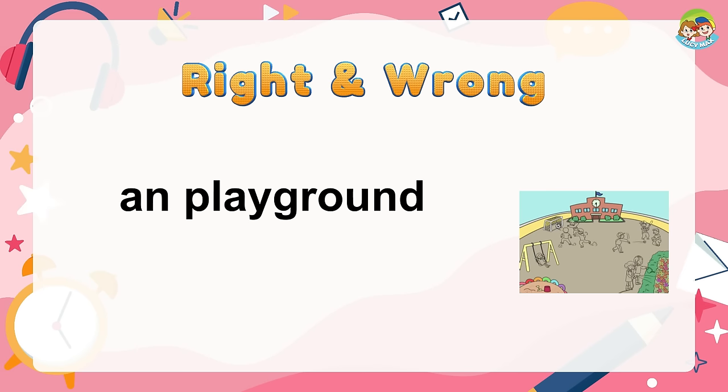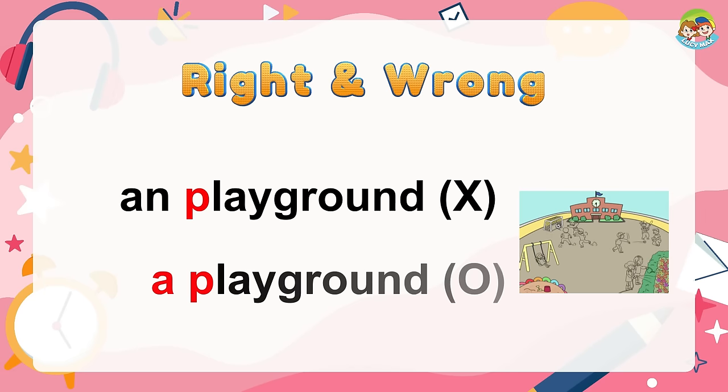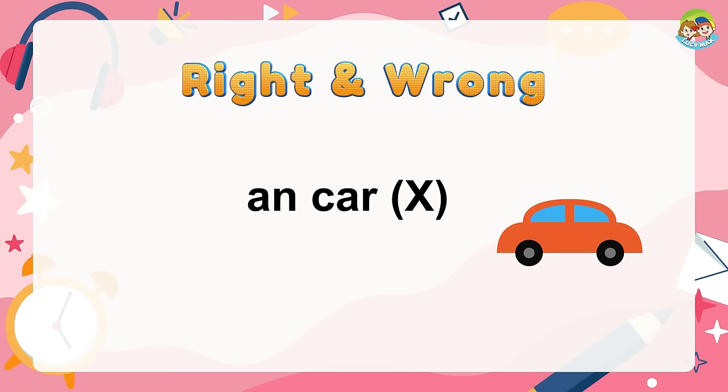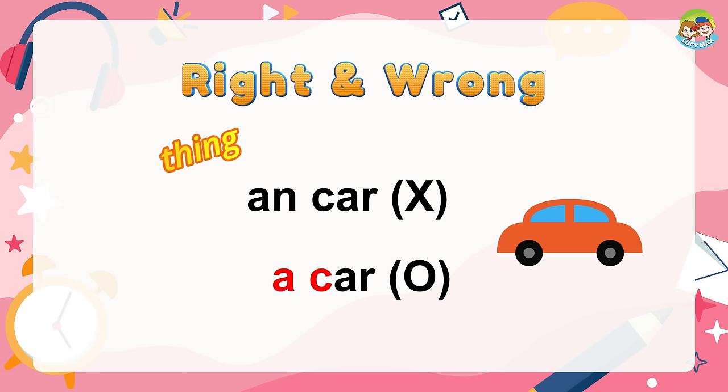Next is "an playground." This is wrong because playground begins with a consonant. We use a. Playground is a place. A playground. And last is "an car." We use a with car because it begins with a consonant. A car is a thing.